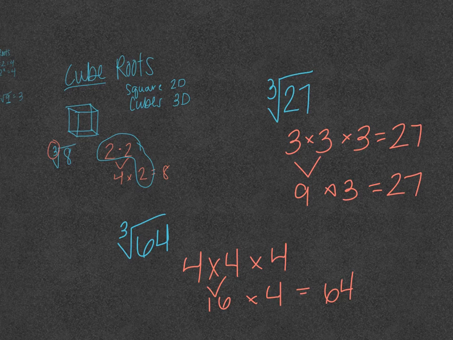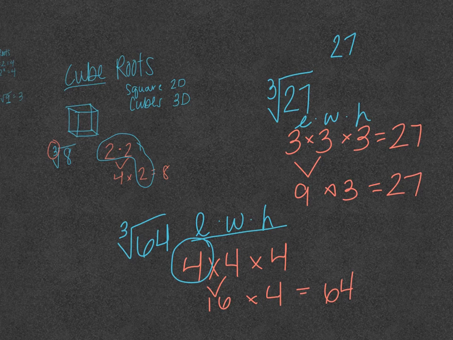I'm going to make another video on how to find these in your calculator. But I just wanted to go through this visually. If you were to make a cube of 64 smaller cubes, each dimension would be 4 cubes. So the length, the width, and the height would all be 4 cubes tall. Same with a cube made of 27 smaller cubes. Your length, your width, and your height would all be 3 cubes.